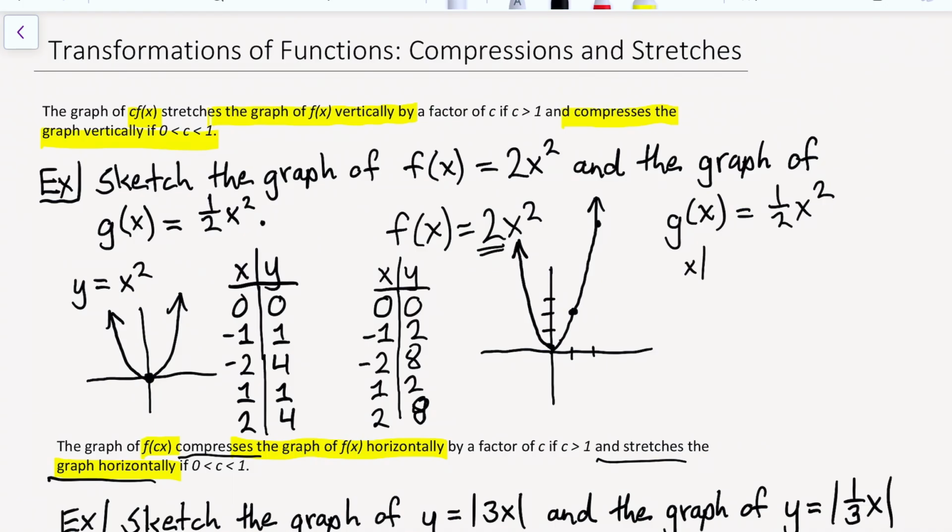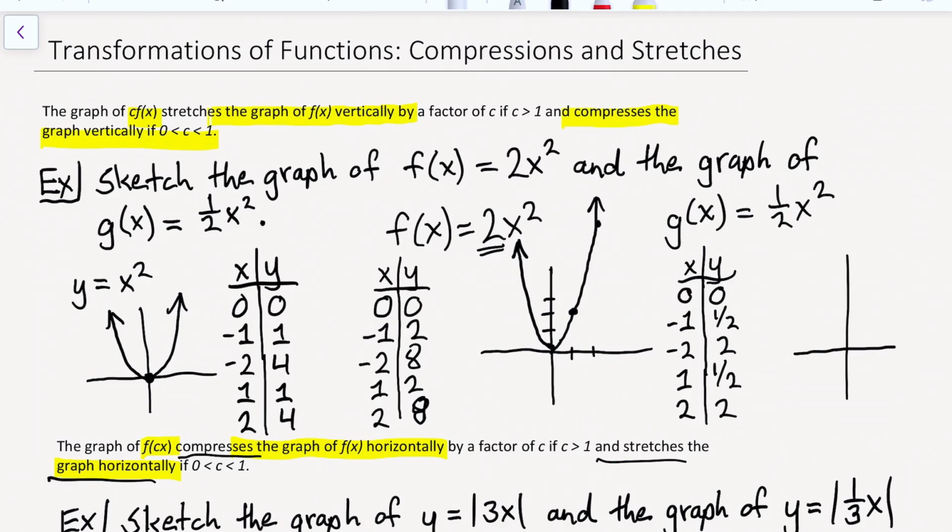In contrast, if I'm sketching the graph of 1/2 x squared, we take every y value and we multiply it by 1/2, which is the same as dividing it by 2. So I would have 0, 0, I would have negative 1, 1/2, I would have negative 2, 2, and so on. This will result in a vertical compression. And let's see what this picture looks like.